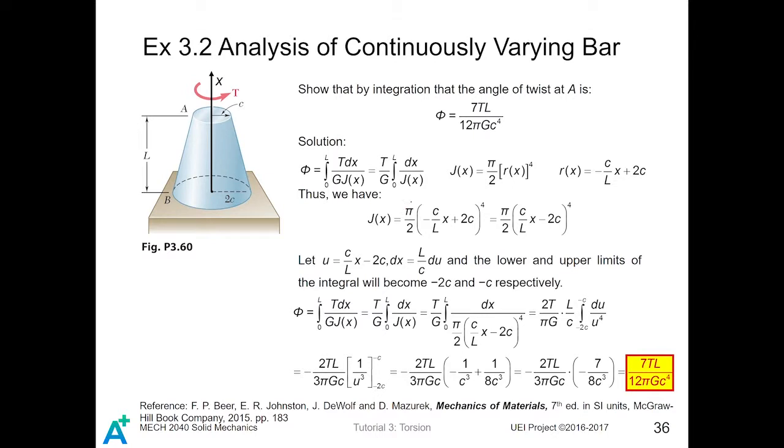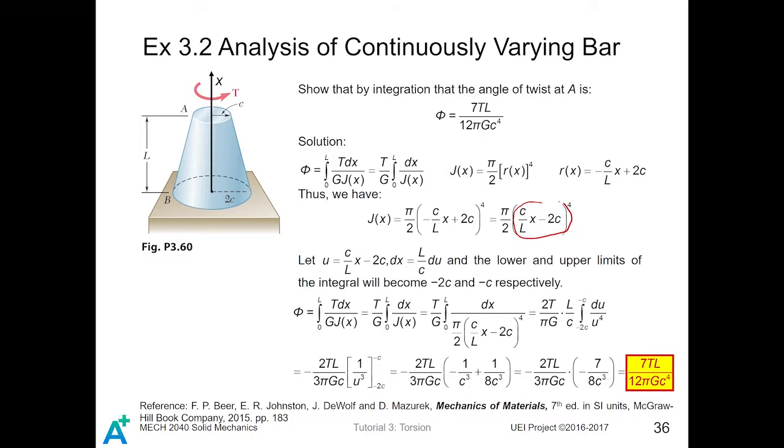Then we can rewrite J(x) in this form. We can rewrite the polar moment of inertia in this form, but since it is power 4, which is an even number, we can just switch the sign inside this bracket. So the polar moment of inertia will be written in this form.